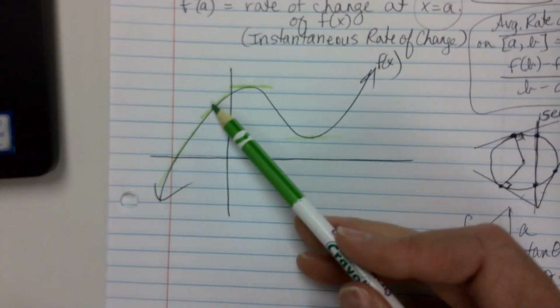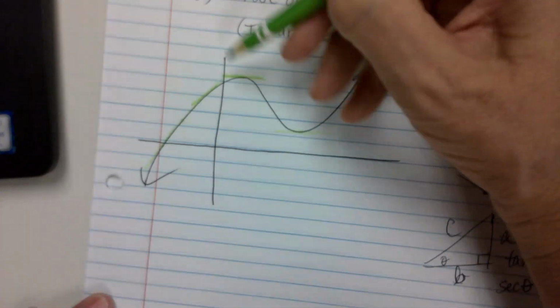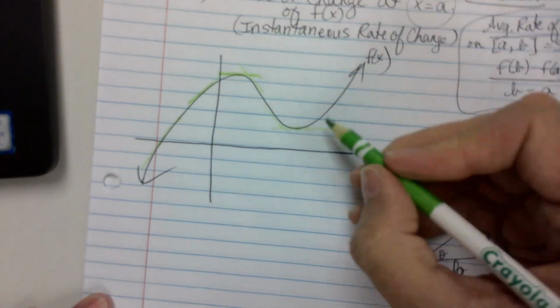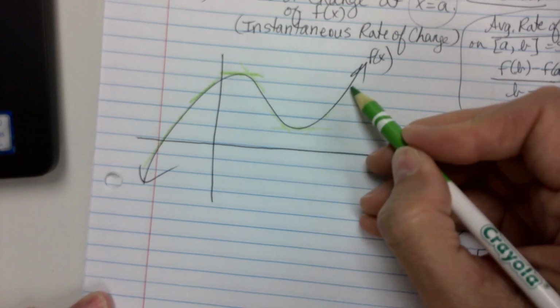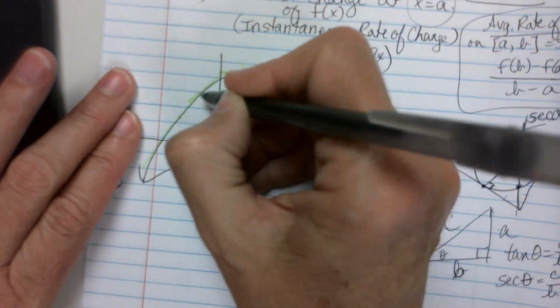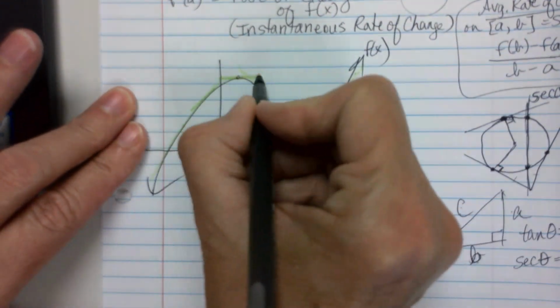Rising up to the right is positive. On this side, though, what would they be? Negative. So there is an idea with graphing that we use positive and negative slopes a lot. And those happen to be the slopes of the tangent lines.